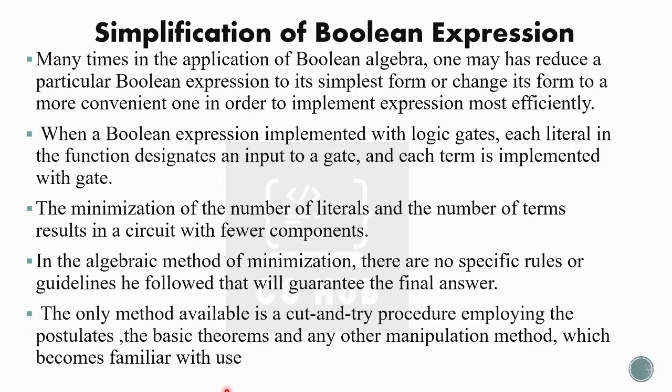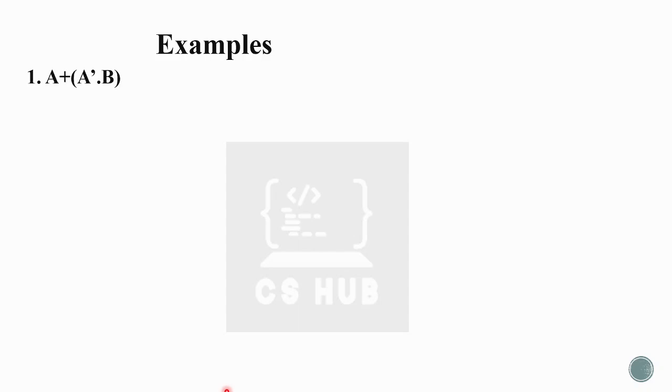For a single Boolean expression, we may derive more than one simplified form. So there is no particular rule or guideline for this algebraic method of minimization. We just perform a cut and try method. We will use different postulates or known theorems and any other mathematical manipulation techniques. So let's start some examples.